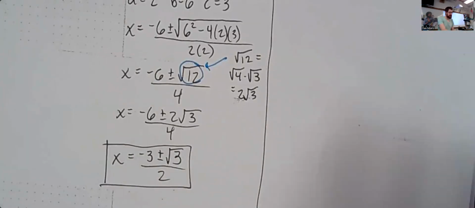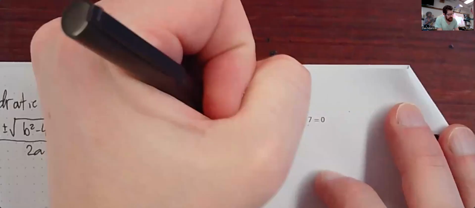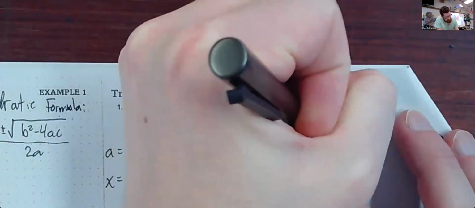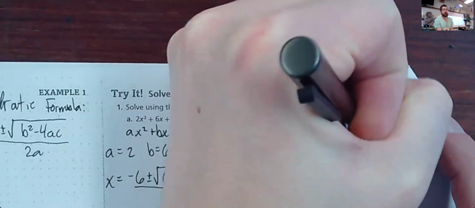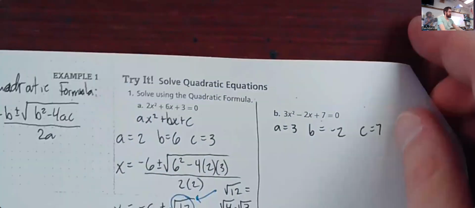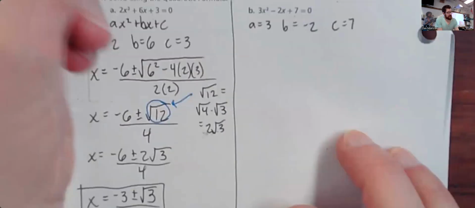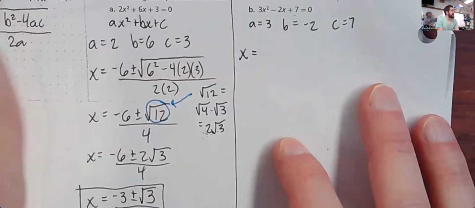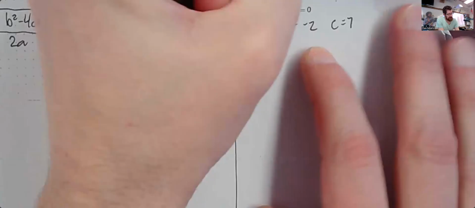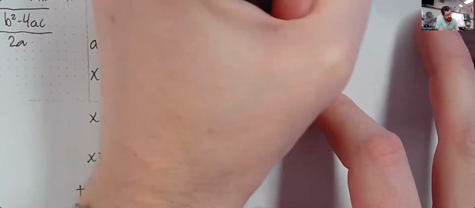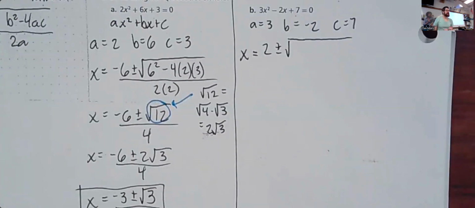I'm going to speed this up a little bit for B. Here we go. A equals 3. B equals negative 2. C equals 7. So there's our values of A, B, and C. All right, x is equal to the opposite of B. B is negative 2, so the opposite of B would be 2, plus or minus the square root of. Here we go. I'm going to consolidate some things this time, using a little bit of mental math.